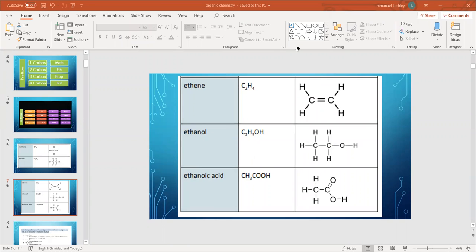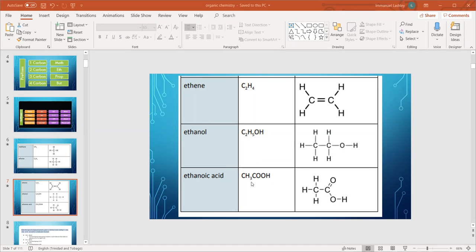With ethanol, it has the presence of an OH group. Eth means, again, there are 2 carbons, and it ends in OL, which means that there is an alcohol group. That OH group represents the presence of an alcohol. So the molecular formula is C2H5OH, but the displayed formula is 2 carbons. The first one is bonded to 3 hydrogens, the second one to 2 hydrogens, an oxygen and a hydrogen.